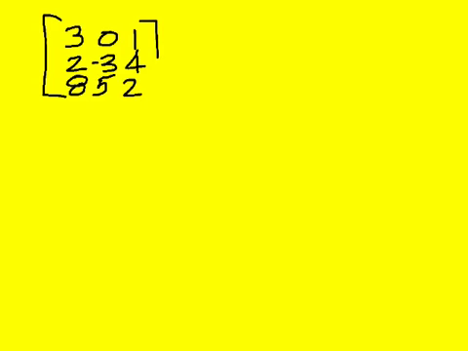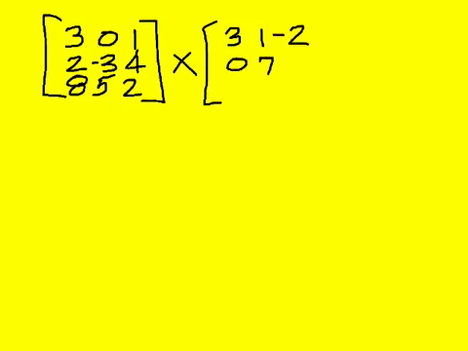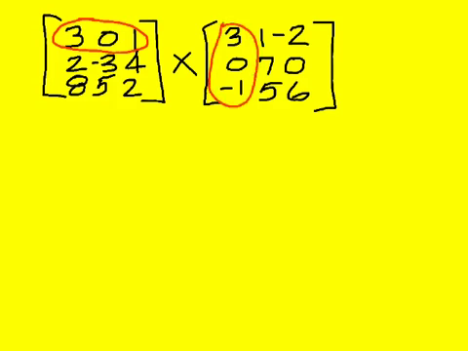Example problem number 1. A 3 by 3 matrix such as 3, 0, 1, 2, negative 3, 4, 8, 5, and 2 multiplied against 3, 1, negative 2, 0, 7, 0, negative 1, 5, and 6. Same concept as the 2 by 2. You'll have to start here and go there.